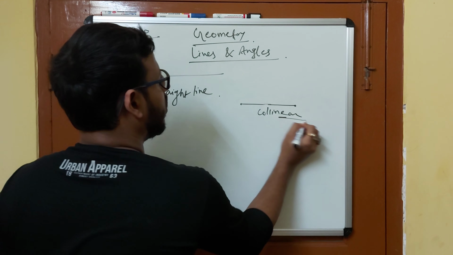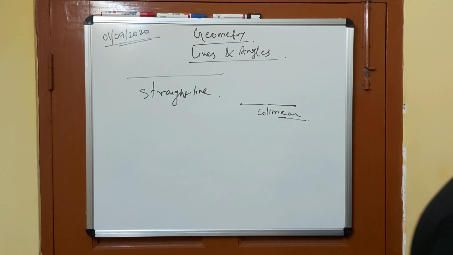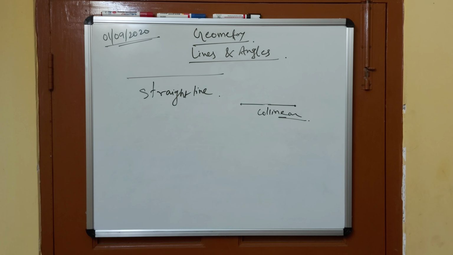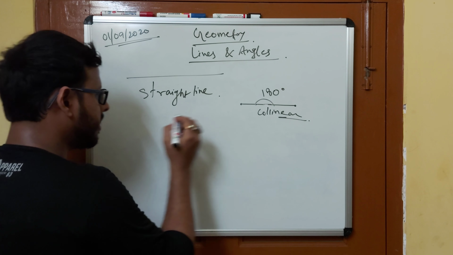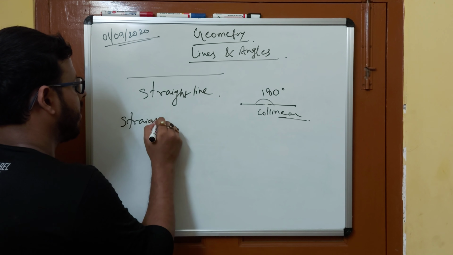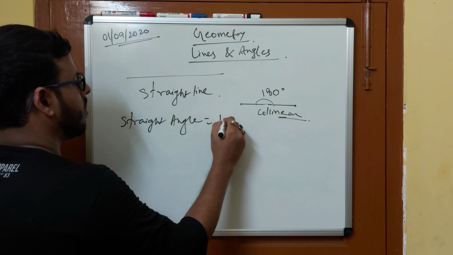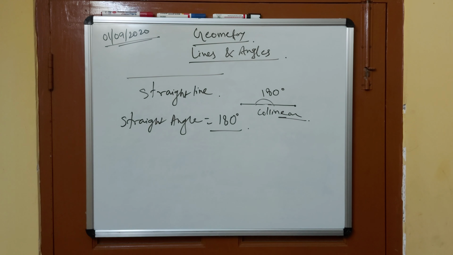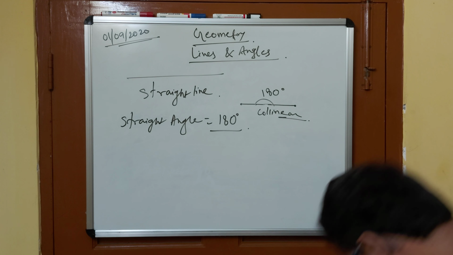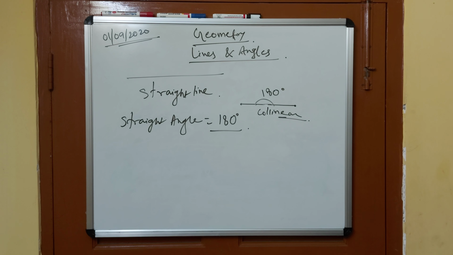Collinear. Okay, now if we talk about a straight line, what is the angle of a straight line? The angle of a straight line is 180 degree. Okay, means straight angle equals 180 degree. Is it clear to you? Straight angle is how much? 180 degree. Okay. Now, let's see the straight line we have done.